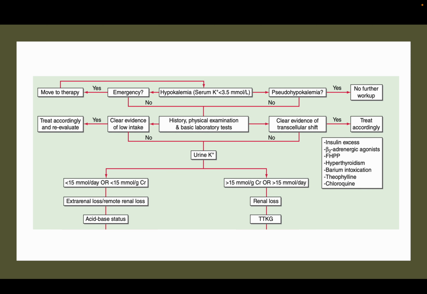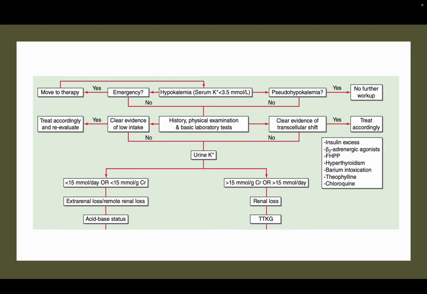Hypokalemia, if it is less than 3.5 millimoles per liter, is when we label it as hypokalemia. If it is an emergency, you go ahead with therapy and don't wait for the evaluation. First you rule out pseudo-hypokalemia where there is thrombocytosis or leukemia. That is a possibility, you need to rule it out. If it's pseudo-hypokalemia, no need for further workup. To rule it out, just send a fresh sample immediately and get the potassium done, then you will know if it is true hypokalemia or not. If the fresh sample also shows hypokalemia, then maybe it is true hypokalemia.